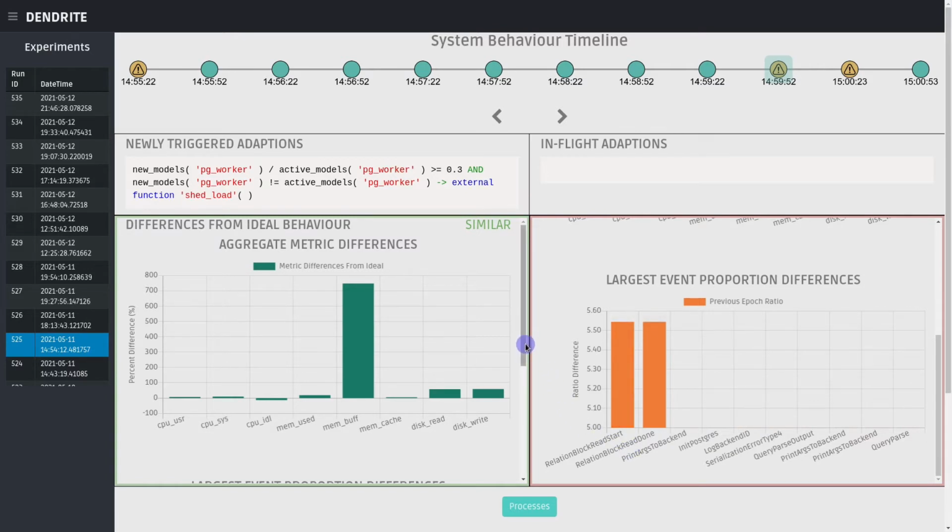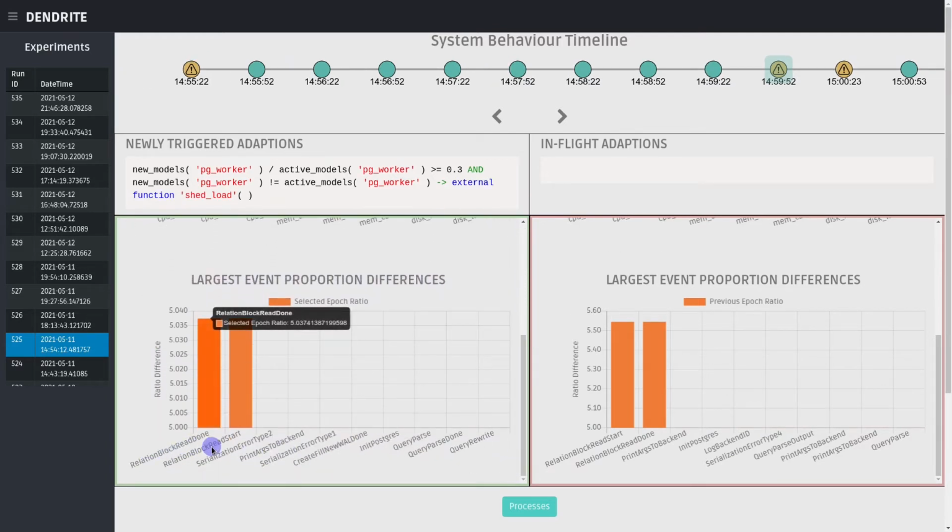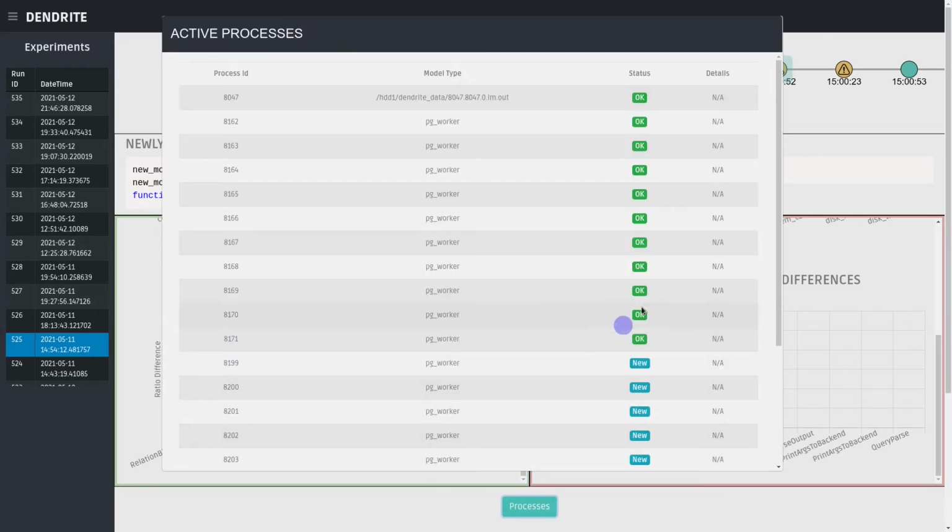Consulting the left panel, which shows differences compared to the registered baseline, we observe similar differences: large increases in aggregate disk metrics, and a larger proportion of disk read events compared to baseline. The Processes button displays the new and active processes for the data system in this time interval. Dendrite identifies these processes using behavior fingerprinting. It compares the behavior it has captured for each process to registered representative models of Postgres processes. We will describe this technique in more detail after this scenario.